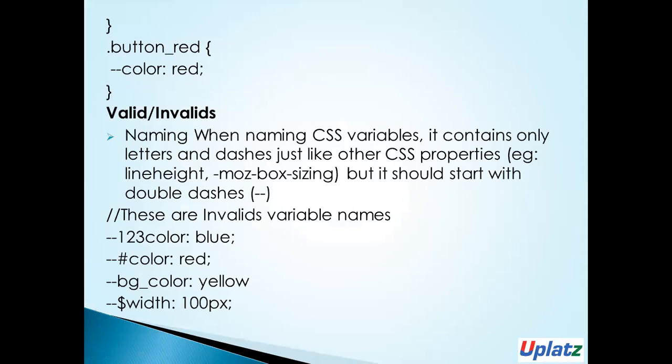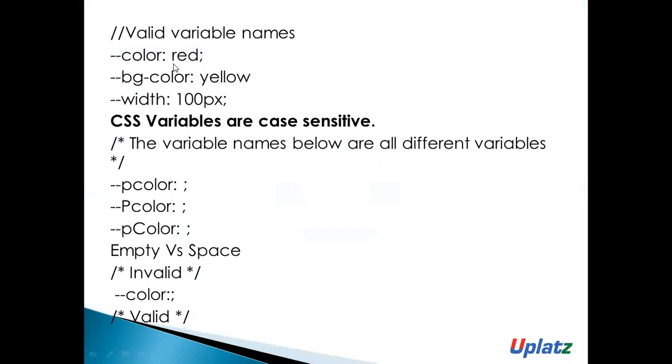So naming a CSS variable: it contains only letters and dashes, just like properties. But it should start with double dashes. Here below are some of the invalid variable names. It should not be like this: 1 to 3 color, underscore underscore, ash color, dash dash bg color. It should not start with single dash or double dash. So these are invalid variable names. And you can see here these are the valid variable names.